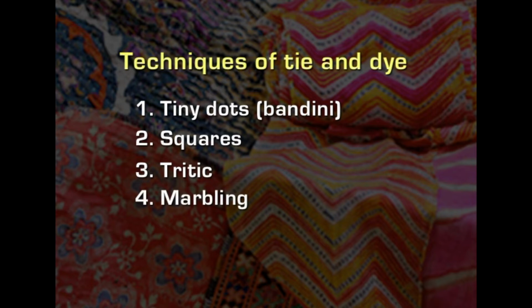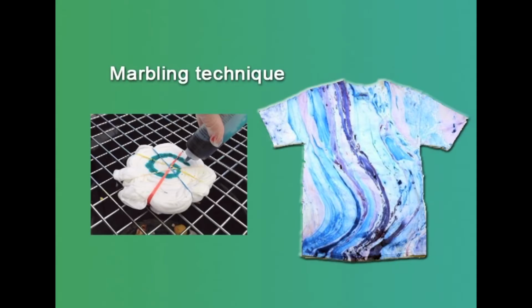Coming to marbling. Marbling is a technique in which the fabric is crumpled and bundled before dyeing. The fabric is laid flat first and scrunched together with fingers continuously until all the fabric is in crumpled or bundled form. Then this crumpled bundle is secured tightly with bands or threads.